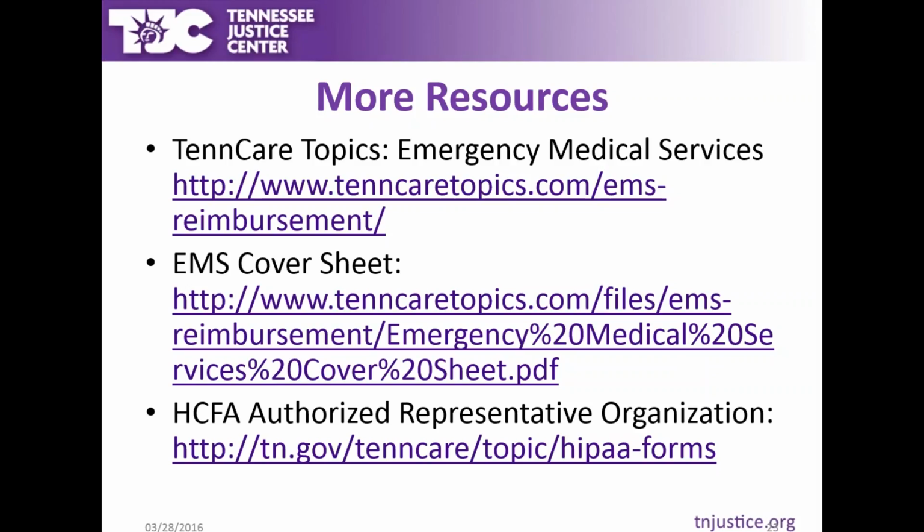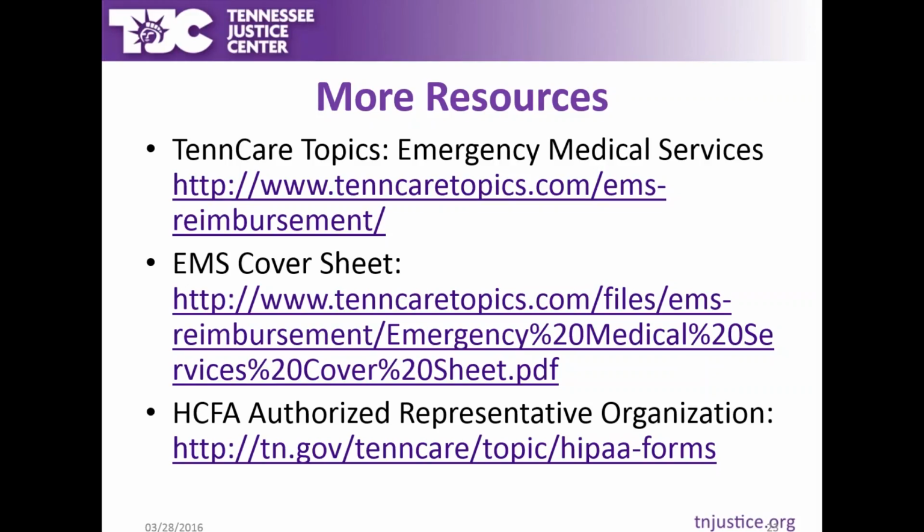At least Appendix 1, 2, 4, 5, and 6 are pages that TennCare themselves created. The only document that we've included in the toolkit that's kind of a TJC rogue form is Appendix 3, and this is based on information in the TennCare policy manual about what counts as proof of income. So, more resources for you.